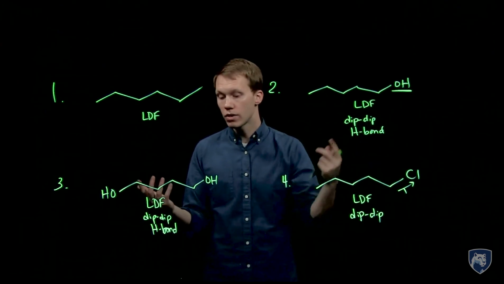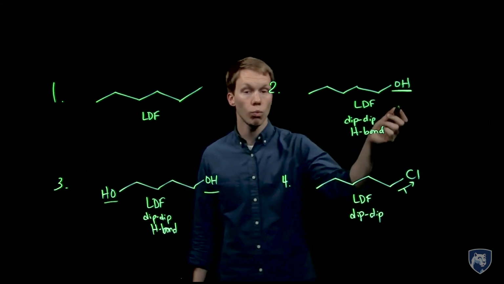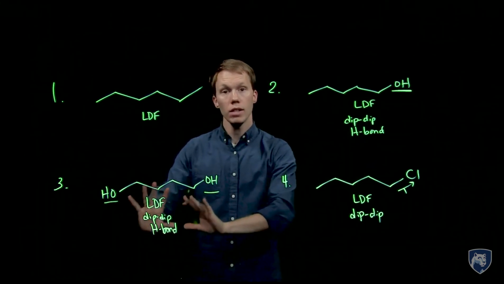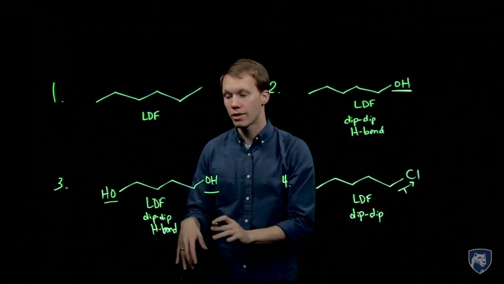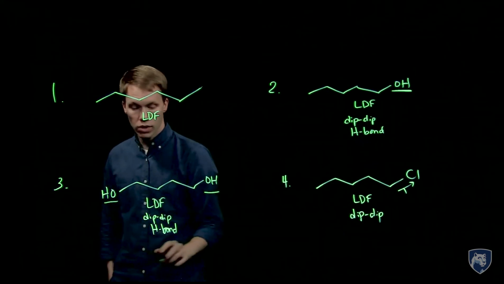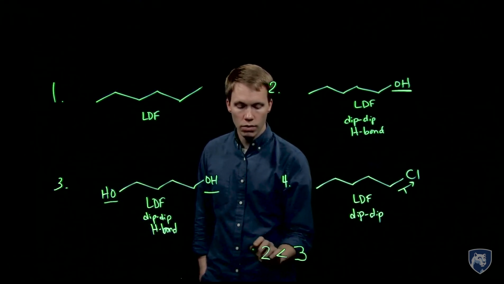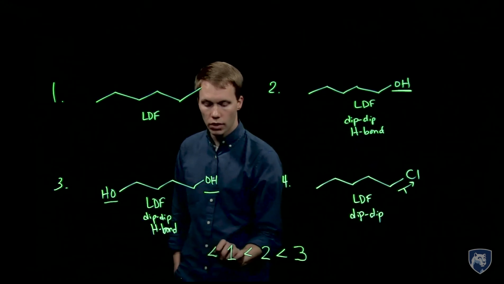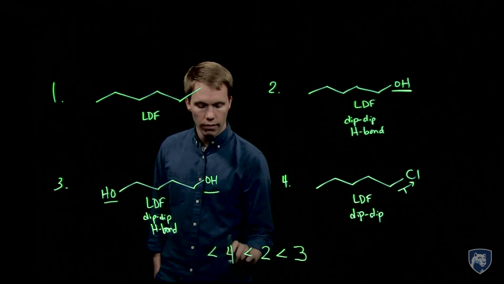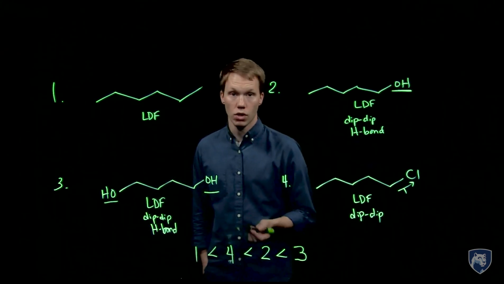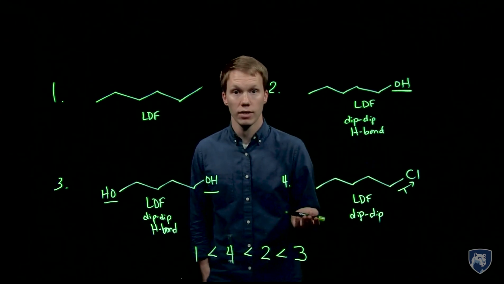dipole-dipole, hydrogen bonding. So the fact that this has 2 polar groups versus just 1 is going to make this a little bit more polar, and there'll be more hydrogen bonding, more dipole-dipole interactions. So this is going to be the most soluble with water, followed by 2, followed by 4, followed by 1, which is the least soluble because it has the least favorable interactions.